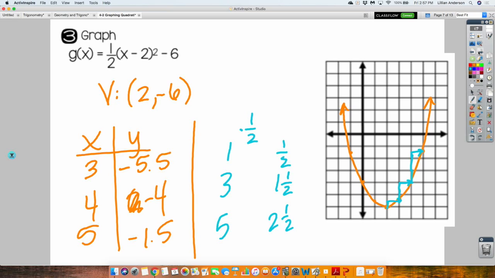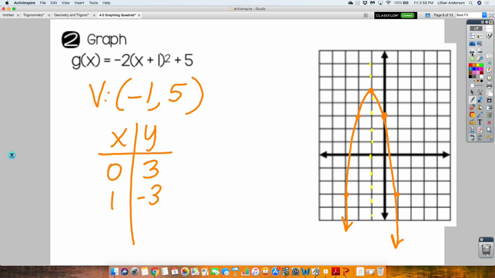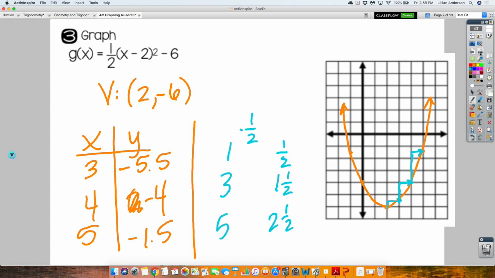So if a is big, like 2, 3, 4, 5, it's going to be what? It's going to be skinny. It's going to be narrower. But if it's like 1/2, 1/4, 1/3, it's going to be wider. Yes? Is that like absolute value or just like in general? It's like in general. The negative causes it to flip over. But I'm talking about the actual number of a, not the sign. Okay.